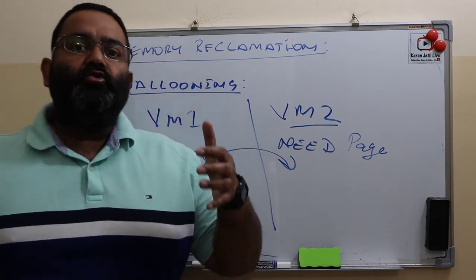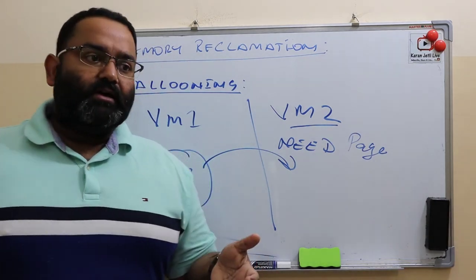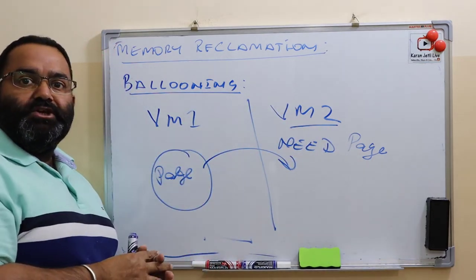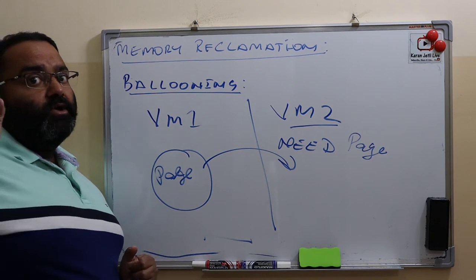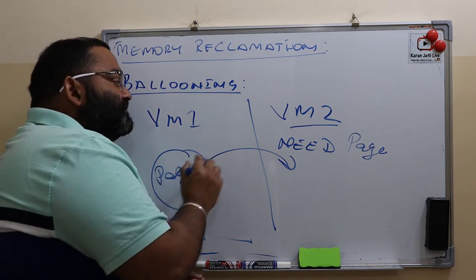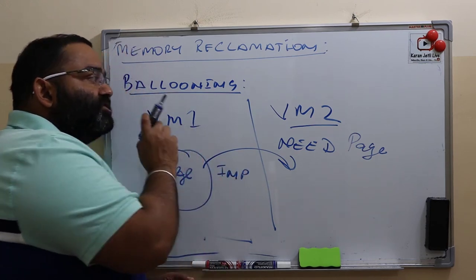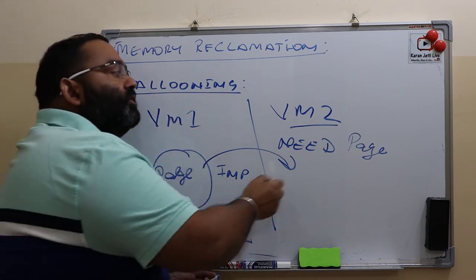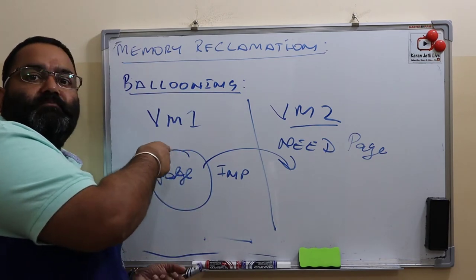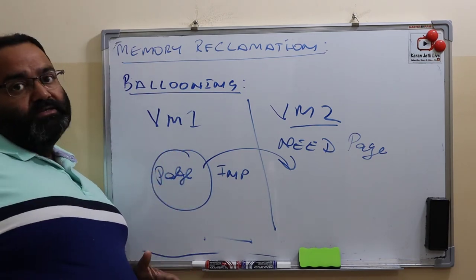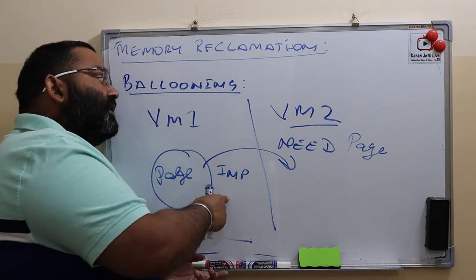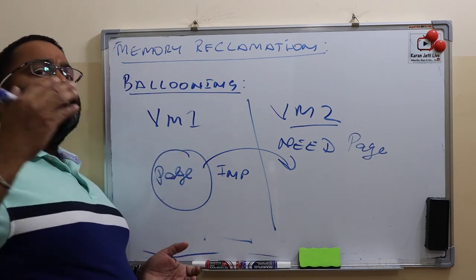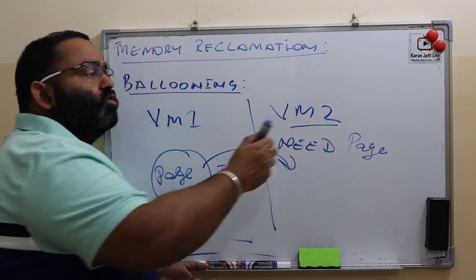Now guys, the question arises: which pages of virtual machine 1 should be shifted to virtual machine 2? The hypervisor does not have any idea which pages are important to virtual machine 1. It may take away some of the important pages of virtual machine 1 and give them to virtual machine 2, which will start causing page faults. So the hypervisor does not know which pages are important to VM1 and which are not, so that the less important pages can be given to VM2.